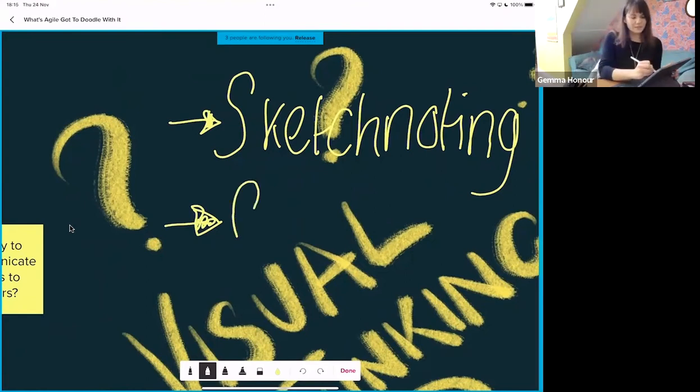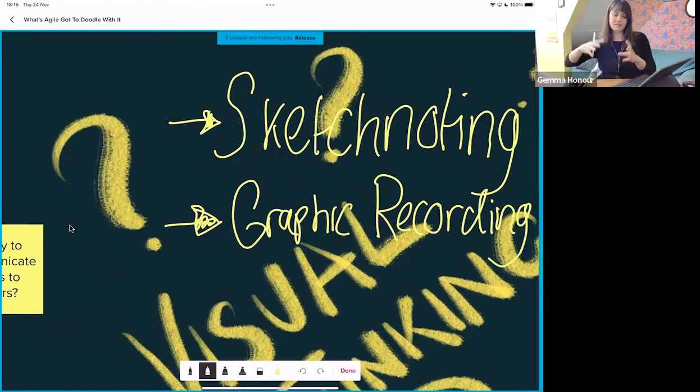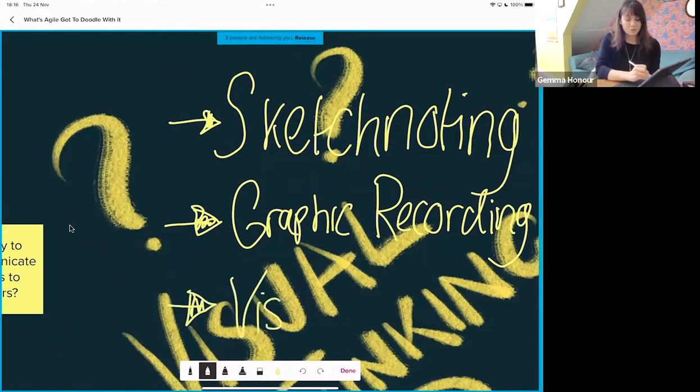That's what's called graphic recording. You sometimes see that at conferences, where there's a conference speaker and somebody is recording a visual of what is being said in that talk. And it's being played back for everybody to take a look at. And then the final one is visual facilitation.